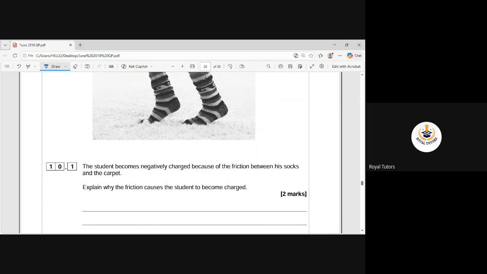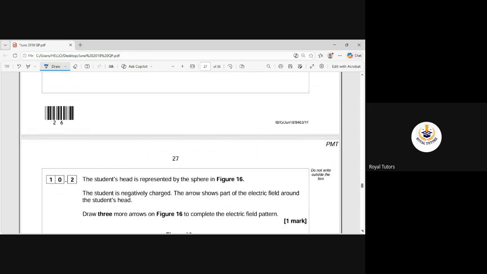When we talk about electrostatics, this also gives you an idea about it. But basically from this question, why is it? Because there is a transfer of electrons between the carpet and the socks. There's a transfer of electrons, and that is why the student becomes charged. From the carpet, there's a transfer of electrons to the student, because there are also charges released from the student. So that is the reason why the student becomes charged.